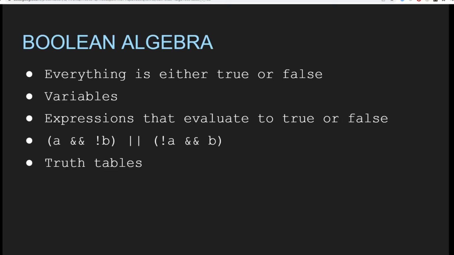Similarly, in mathematics, everything evaluates to a number, right? And everything is a number. As you can see, expressions evaluate to true or false. You can see an example of a Boolean algebra statement in the fourth point, which you can read as A and not B, or not A and B. This will become clear in a second. And in most of your Boolean algebra, you'll be dealing with truth tables, unlike in mathematics where you might use calculators or just do the math in your head. In Boolean algebra, mostly you work with truth tables.